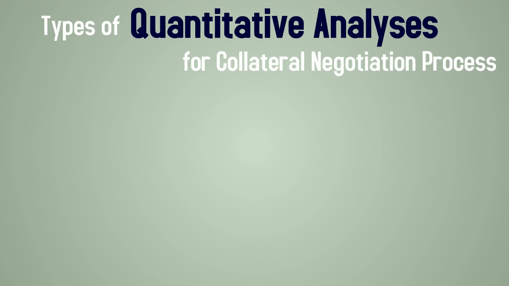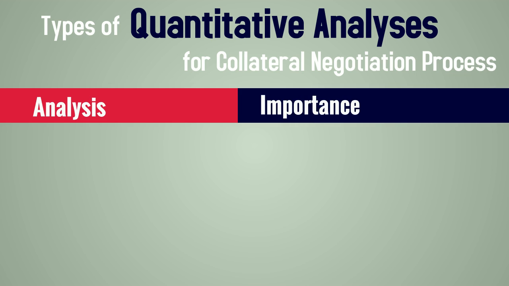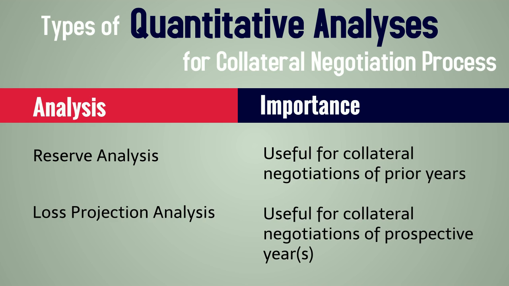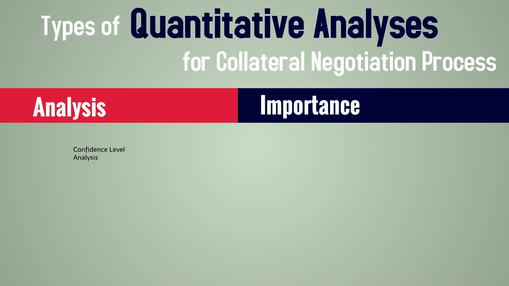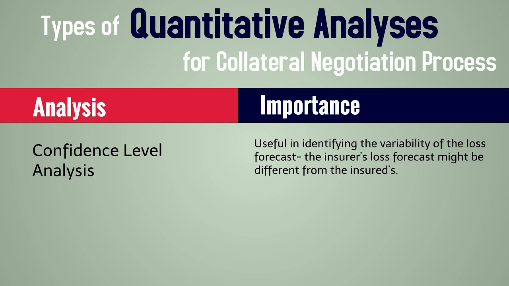Now let's look at some of the types of analysis that you can use to support a collateral negotiation process and why each analysis is important. First, the reserve analysis is useful for collateral negotiations of prior years. Next, the loss projection analysis is useful for collateral negotiations of the prospective year. Next, the confidence level analysis is useful in identifying the variability of the loss forecast.